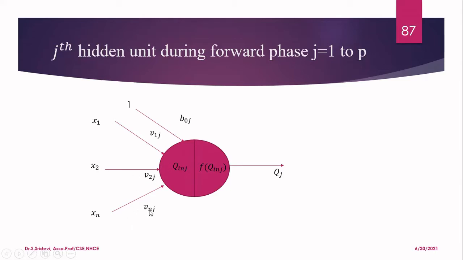up to xn multiplied by vnj. That is called as q in j. And once the neuron finds the summation, then it will call the activation function. The activation function can be anything. It can be ReLU or otherwise sigmoid. Any activation function you can write, tanh and so on. We have seen multiple activation functions. You can use anything. And here, whatever may be the thing, this f represents the activation function.